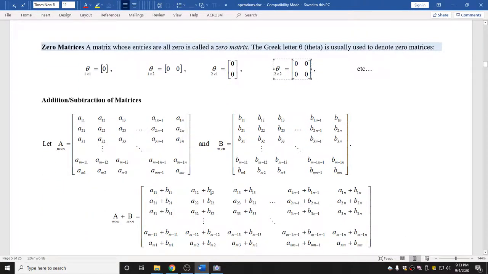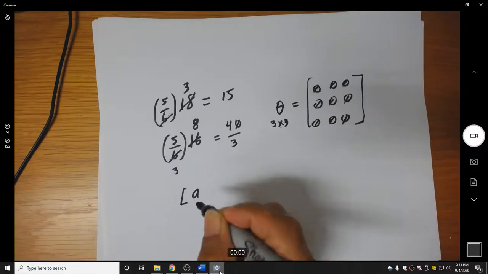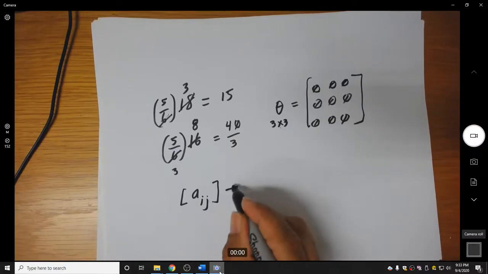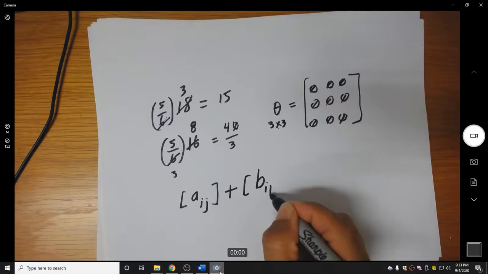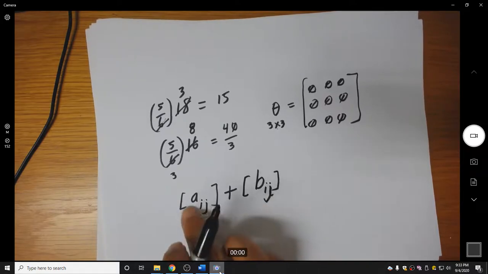Okay, how do you add matrices? The requirement to be able to add 2 matrices is that they have matching dimensions. So if you want to add 2 matrices and one of them is m by n, the other one will also have to be m by n. That's a requirement to be able to add matrices. So how would you add a matrix A, which has entries aij, and another matrix B, which has entries bij, and they're both matching dimensions?